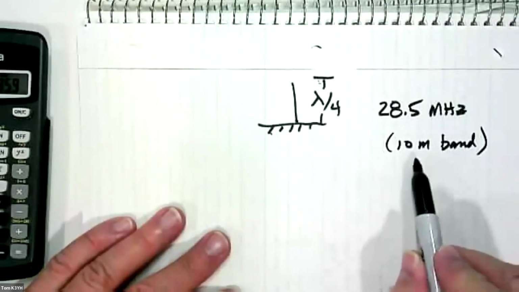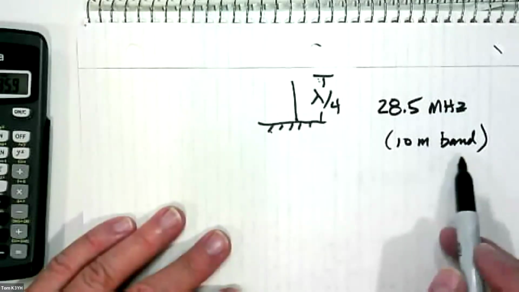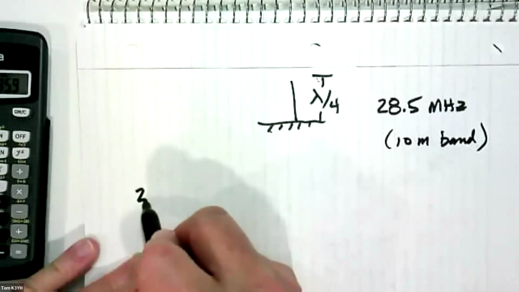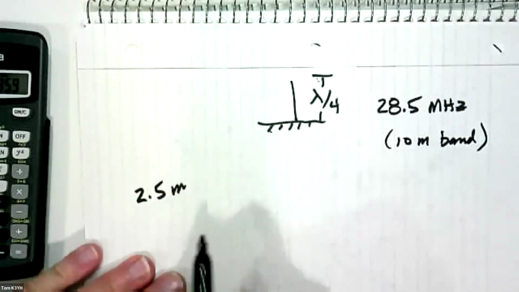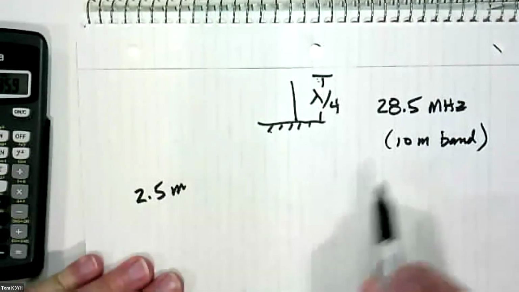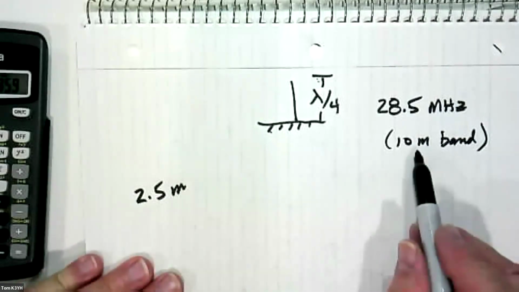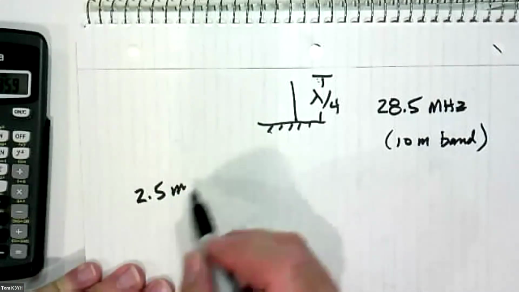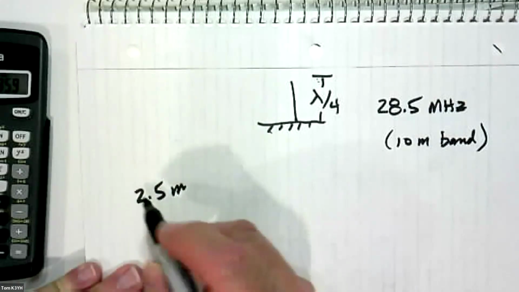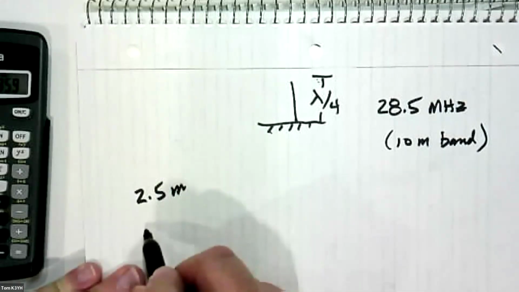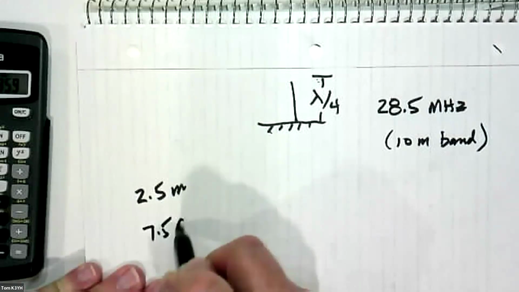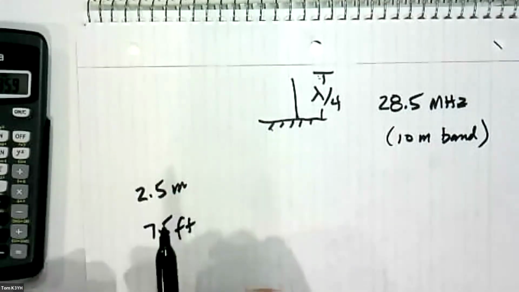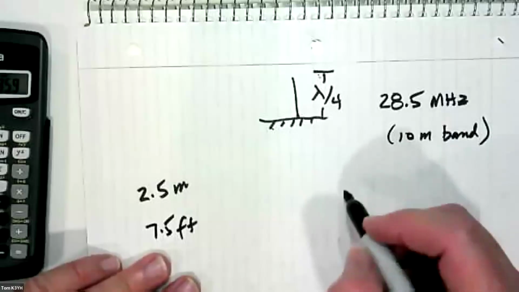So a quarter wave in the 10 meter band would be 2.5 meters. Remember, I have to divide this by 4. So 10 meter band, quarter wave is 2.5 meters. I have to convert this to feet, so it's about 7.5 feet. A little longer than 7.5 feet. Okay, let's actually do the math.